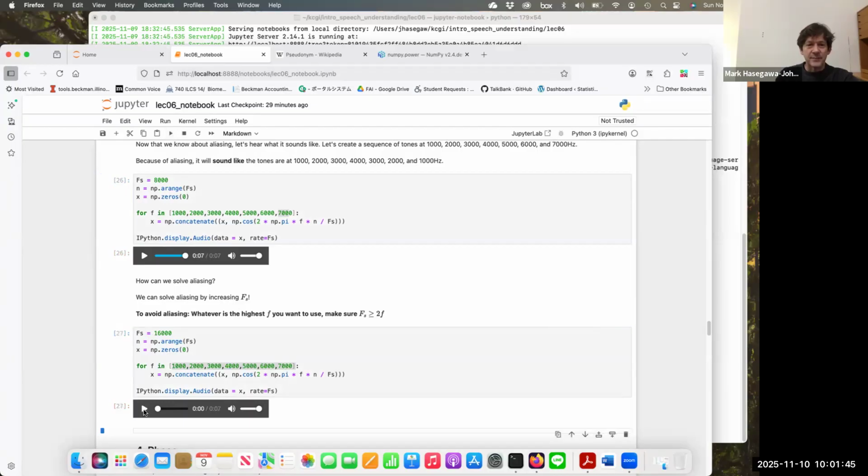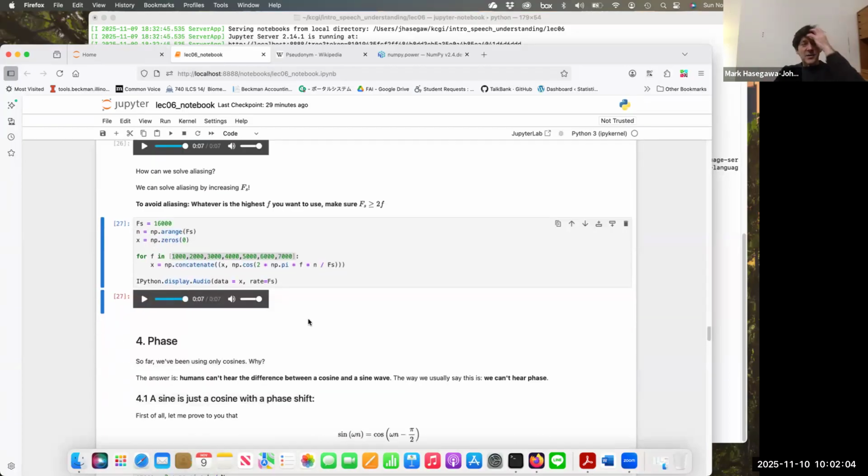Let's try it. That's really higher in frequency than you can easily hear, but I think you can at least hear that it keeps going up and up and up in frequency.